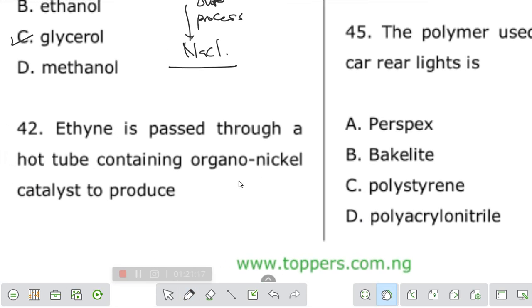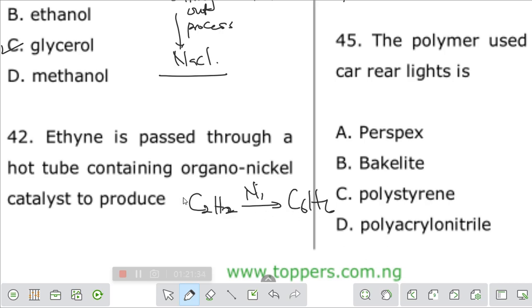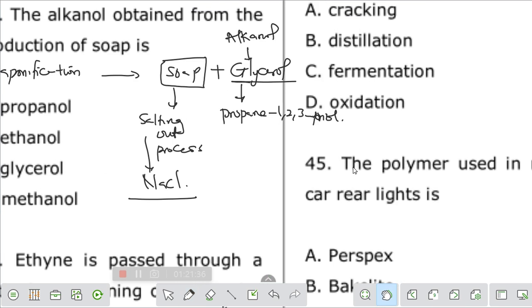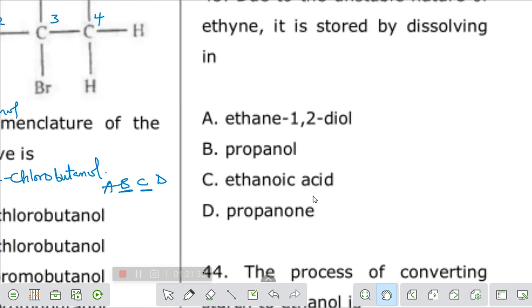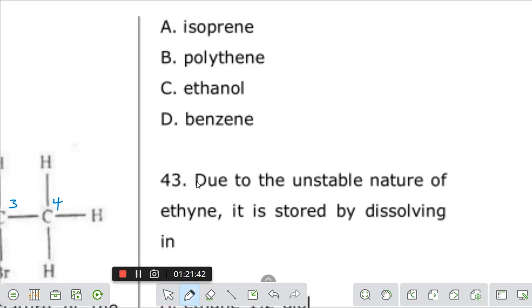Ethyne is passed through a hot tube containing organonickel catalyst to produce what? I told you ethyne is C2H2. When you pass it over nickel catalyst, what did I say is the type of reaction? I told you it is polymerization and it leads to the formation of benzene. Right? Let me check what they ask first. So you can see, that's what it leads to, the formation of benzene. That's it.